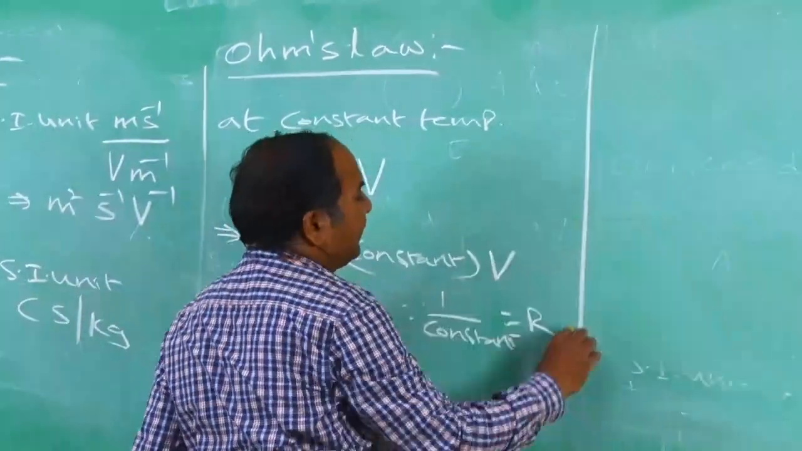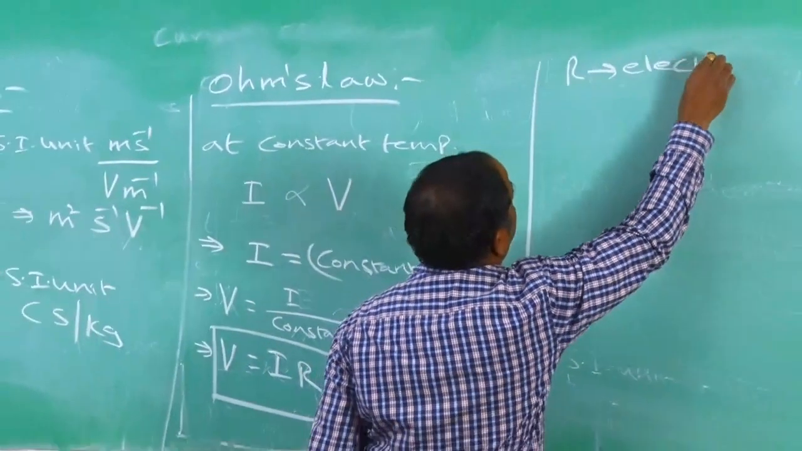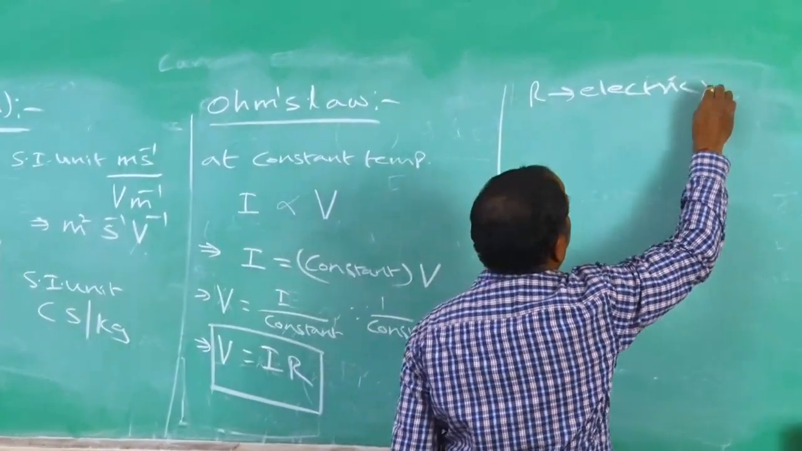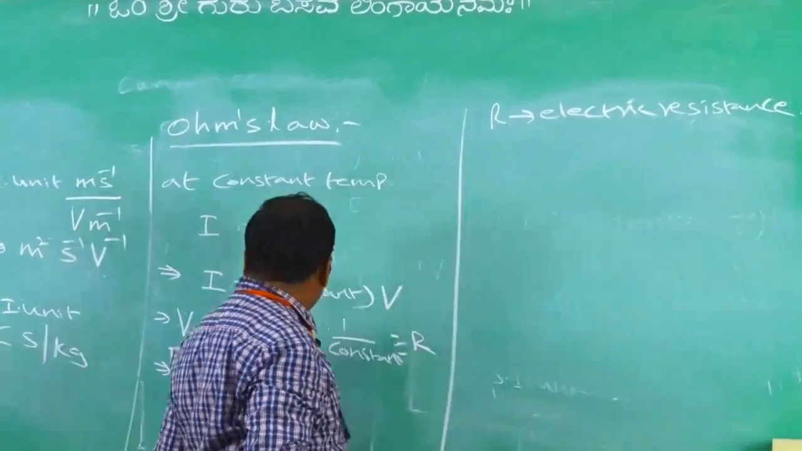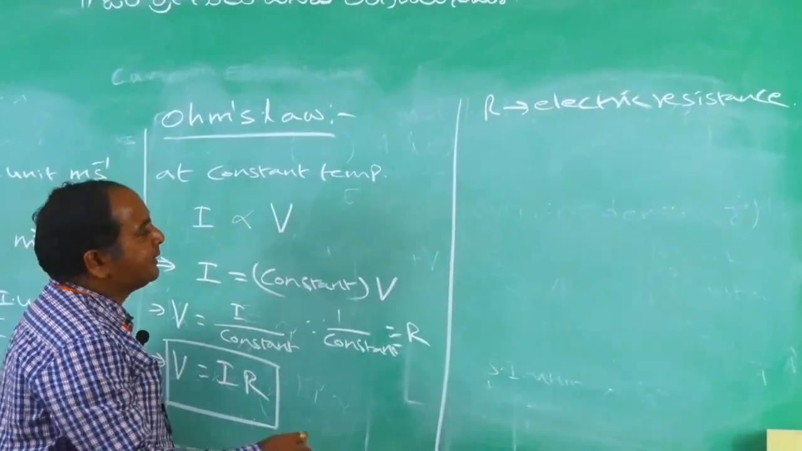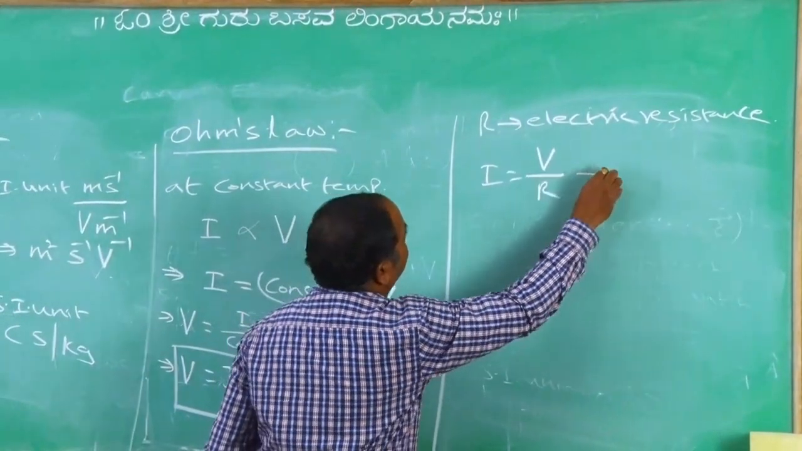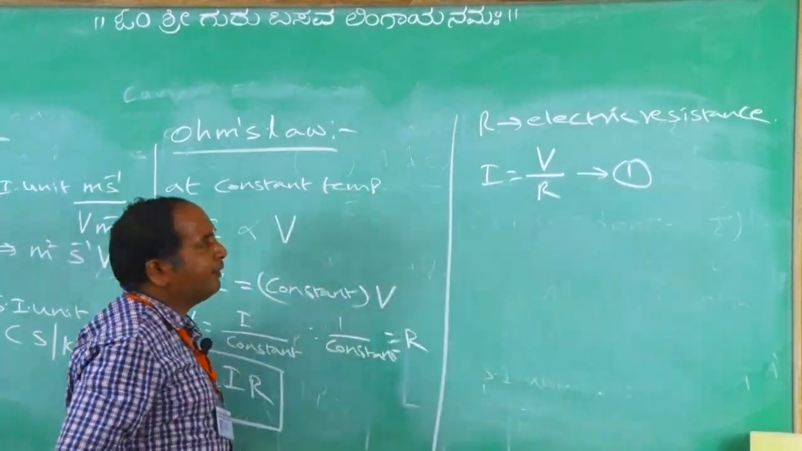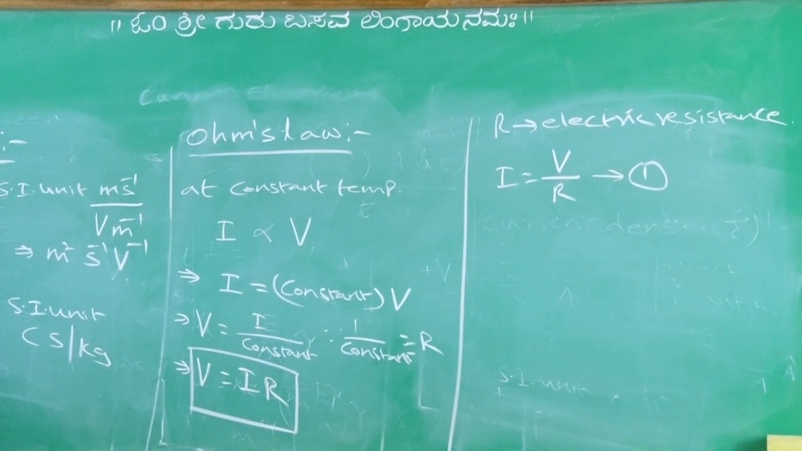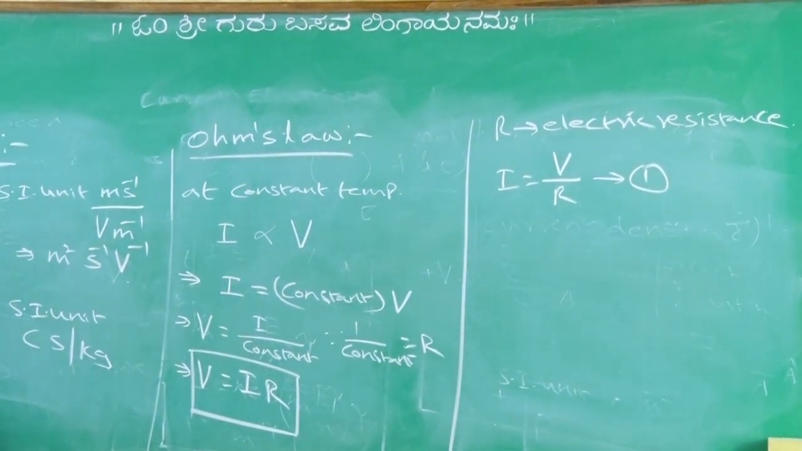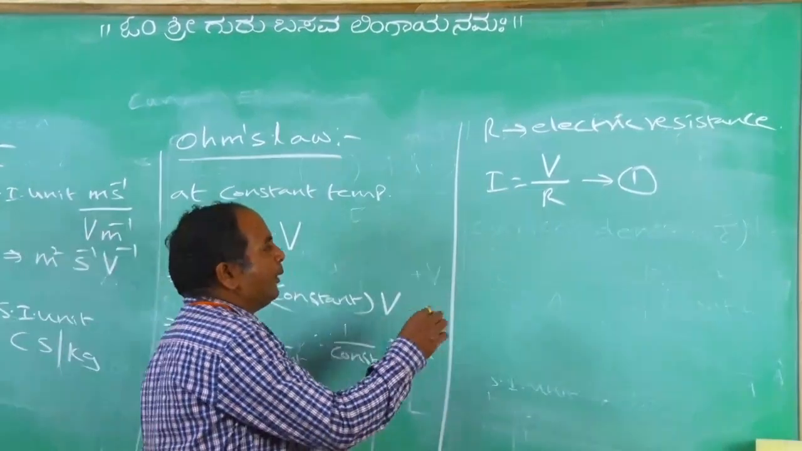Here this R is said to be electric resistance. So if R is electric resistance, then I is equal to V divided by R. This is considered as equation 1. Now I want to know how this R depends, which you may already know.